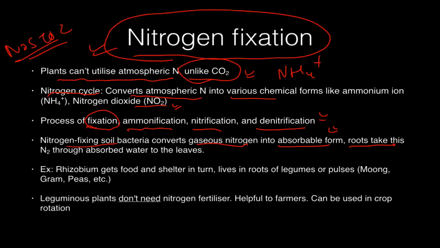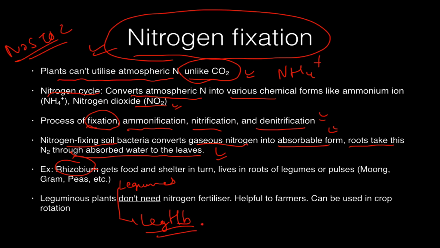Okay, and the roots take this nitrogen through absorbed water to the leaves. Example, rhizobium. ये किस में grow करता है? Legumes में. So that is why it produces a structure called leghemoglobin, because it needs to carry oxygen away from bacteria. So there is lack of oxygen, and only then bacteria can work, because it is an anaerobic reaction. Please remember this term, कुछ याद नहीं रहे.